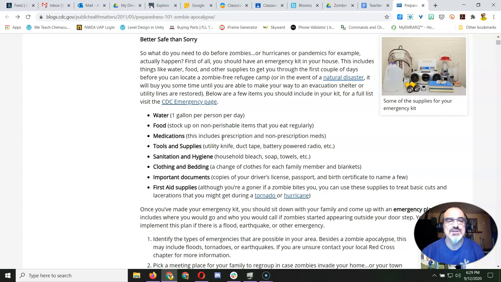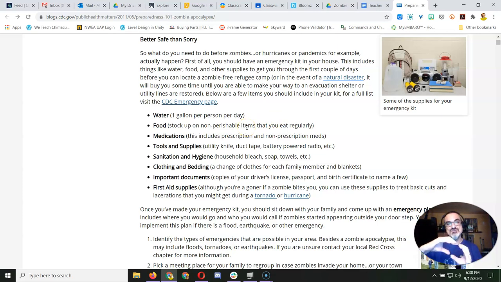Preparedness 101. So here's what they say you should have in an emergency kit at home. 1 gallon of fresh water per person per day you think you're going to be quarantined. So if it's a week, that's 7 days, times, if there's 4 people in your family, that's times 4. That's how many gallons of water you need. 28 gallons of water.